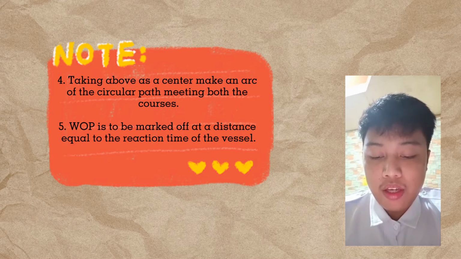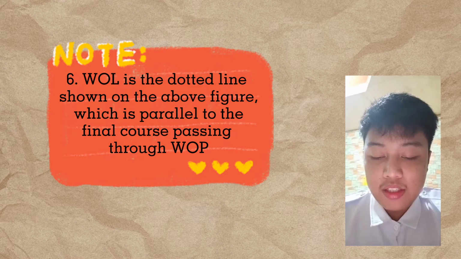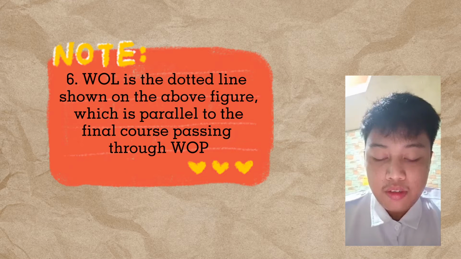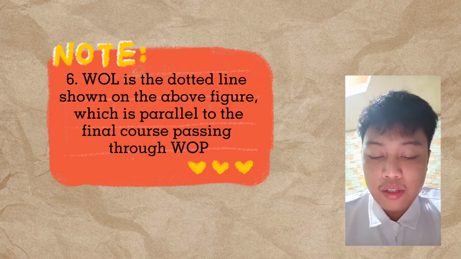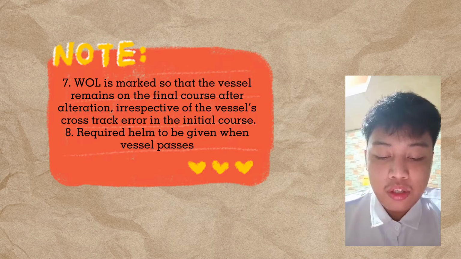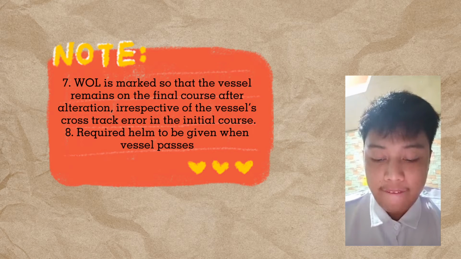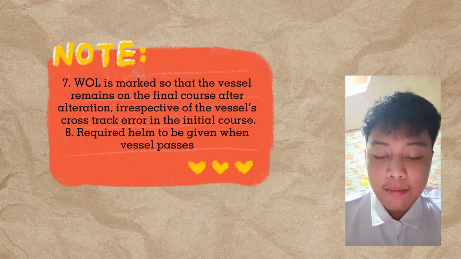5. WOP is to be marked at a distance equal to the reaction time of the vessel. 6. WOL is the dotted line shown on the above figure which is parallel to the final course passing through WOP. 7. WOL is marked so that the vessel remains on the final course after alteration, irrespective of the vessel's cross-track error in the initial course. 8. And last, required helm to be given when the vessel passes WOL.